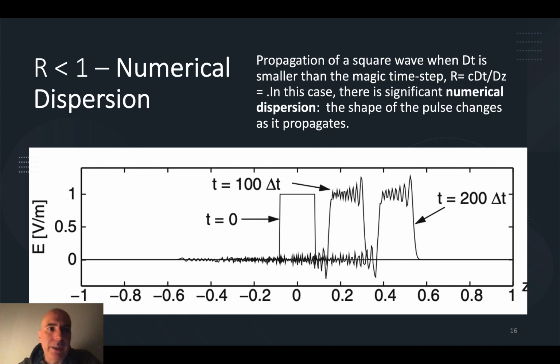So let's look at when r is less than 1. We know already that there's going to be numerical dispersion. When delta t is smaller than the magic time step, we have significant numerical dispersion. That means that the shape of the pulse changes as it propagates. Here we see our initial square pulse, and as it propagates, we see these ripples that are a consequence of numerical dispersion. That is just a numerical artifact. And you see that as it propagates, the numerical dispersion also increases.